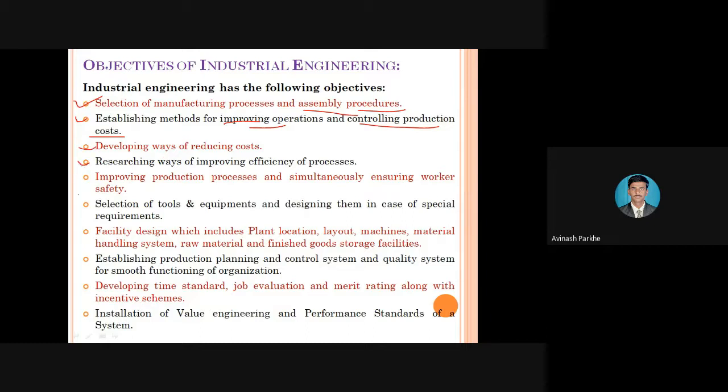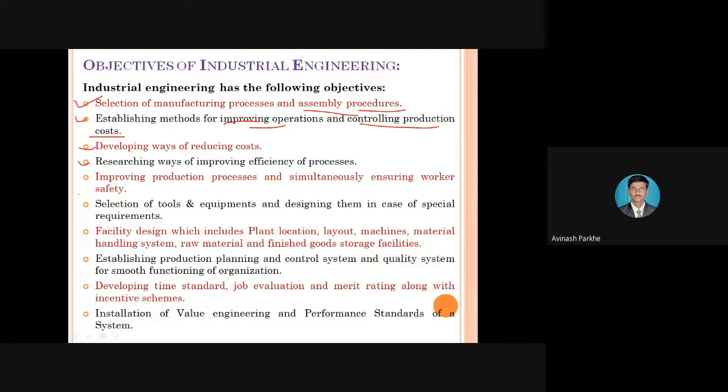Then fourth, researching the way of improving the efficiency of the processes. Improving the efficiency of the processes means whatever manufacturing processes we are using to convert the raw material into finished goods, the efficiency of that particular process we have to increase. Efficiency means whatever workers are provided, those workers have to work in an effective manner.